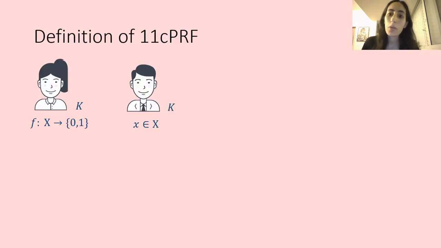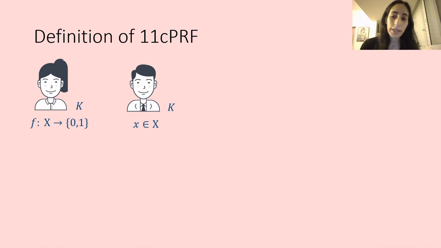So in a 1-1 constraint PRF, we consider two parties, Alice and Bob, and both of them share some common random string that we denote by some capital K. And in addition, Bob has a value X and Alice has some policy F. And this policy F takes any possible input and maps it to either 0 or 1. So if it maps some X to 1, we say that it authorizes X.